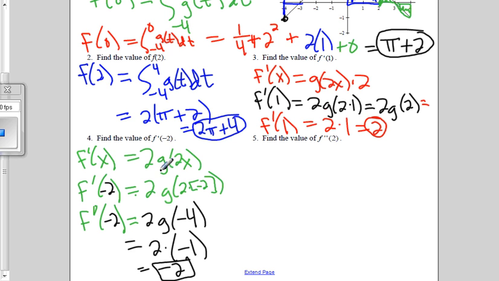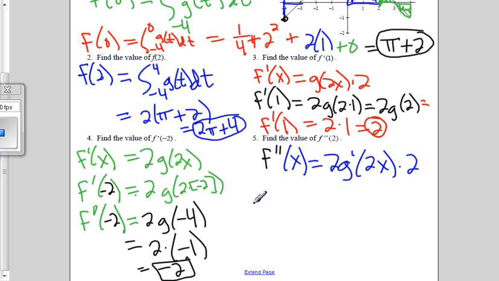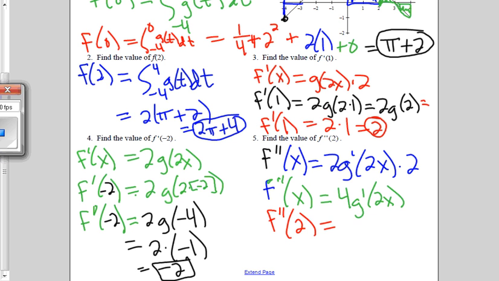Okay, and then on number 5, it says take the second derivative. Well, how do I do that? Let's use what I know for the first derivative, and then take the derivative of that. So it's the derivative of the first derivative. So we're going to use the chain rule. Leave the outside the same, and again, the constant just carries along. So we take the derivative of the outside, so it's g prime, leave the inside the same, and then multiply it by the derivative of what was inside. Okay, so now this 2 times 2 is going to become 4.